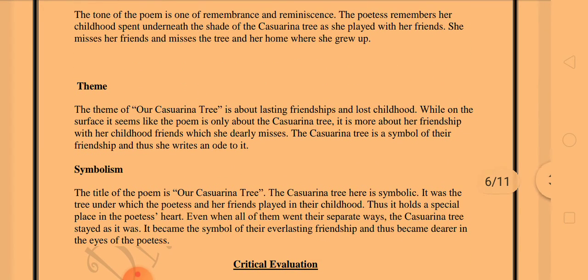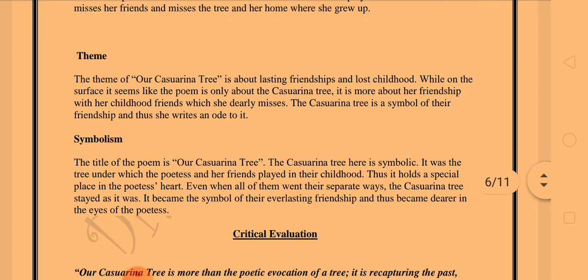Next comes the symbolism. The title of the poem is Our Casuarina Tree, and the casuarina tree here itself is symbolic. It was the tree under which the poetess and her friends played in their childhood. Thus, it holds a special place in the poetess' heart. Even when all of them went their separate ways, the casuarina tree stayed as it was. It became the symbol of their everlasting friendship and thus became dearer in the eyes of the poetess. So, here's the casuarina tree.